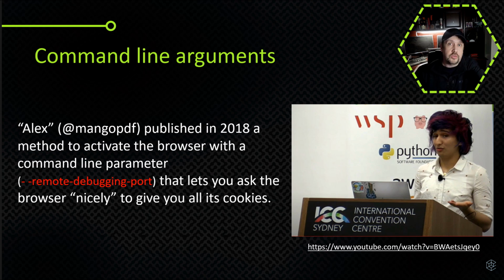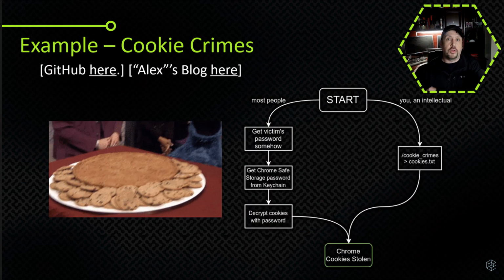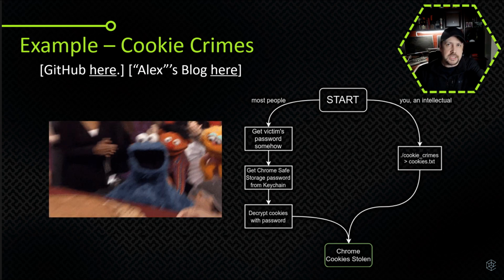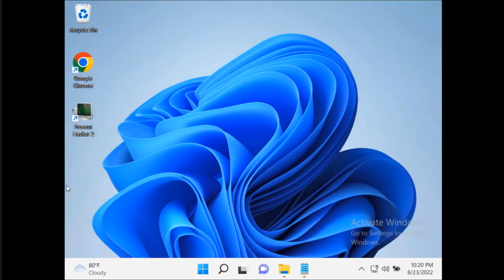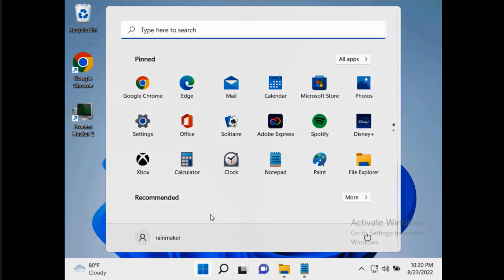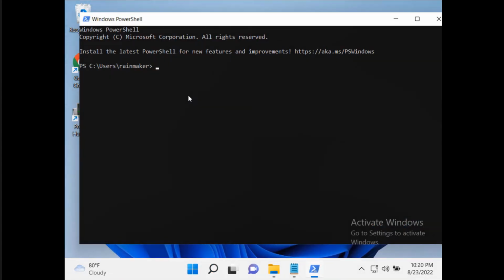It ultimately allows a Python script to be run that will then just export all the cookies into a file. I mean, it's that easy. This, folks, is Cookie Crimes, and this is a very, very simple demo of Cookie Crimes. What you've got to do is launch the Chromium browser with the remote debugging pipe command line argument, okay? You could do this headless with no GUI, but that kind of makes for a boring demo.